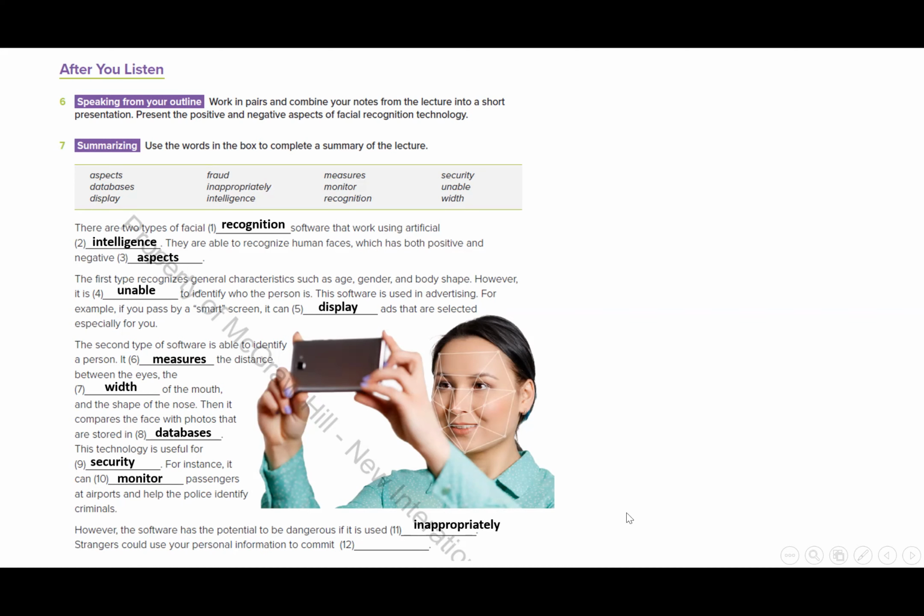Inappropriately. If the camera is used inappropriately, strangers could use your personal information to commit fraud.